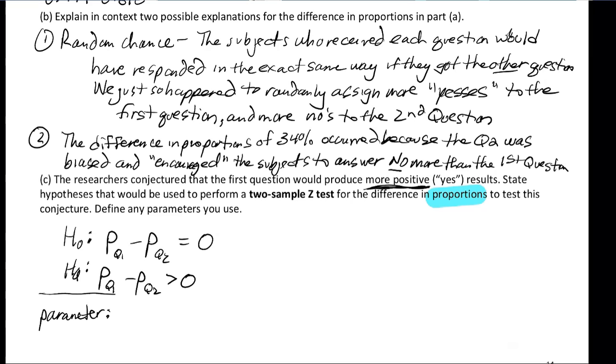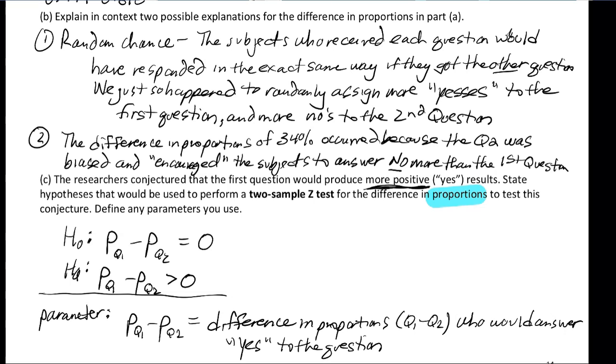And then to define the parameter, we would be defining what this is. And this is the difference in proportions, Q1 minus Q2, who would answer yes to the question. This future tense is really important here. You would not want to say who answered, past tense. That would be referring to the statistic. The parameter is, we can even include the unknown difference. We know the statistic is 34%, that's known, but it's the unknown difference in proportions, who would answer the question as a yes. So that was part C.